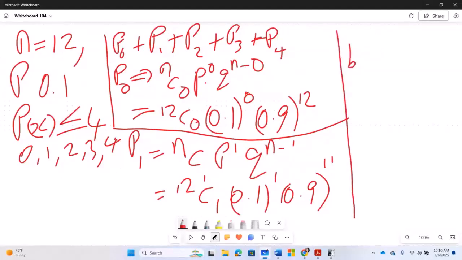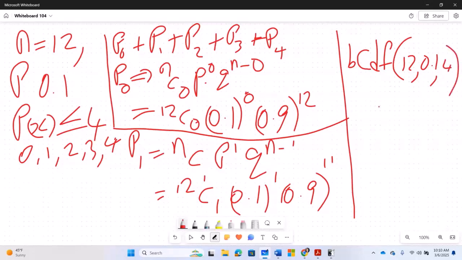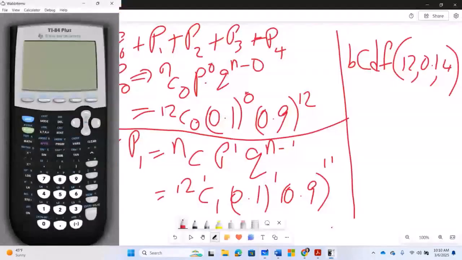So I'm going to use the binomial cumulative density function, so I'm going to be cumulating to the left. The arguments are n, p, and r. So n is 12, success is 0.1, and the random variable is 4. 4 is included, so I have to put 4 here. So I'll pull up my calculator and evaluate this.